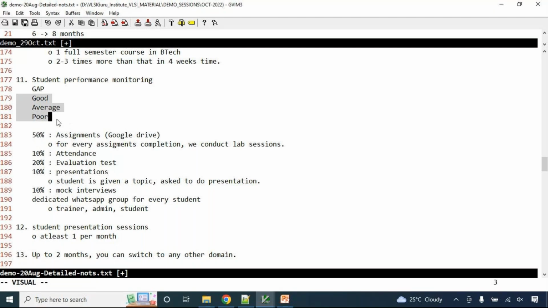Now, our idea would be: how can I take a poor performer to average? How can I take an average performer to good? How can I make a good performer excel? We cannot make a poor performer excel in 6 months. It won't be possible, because what didn't happen for 20, 22 years can't happen in 6 months. But we can take them one level next.